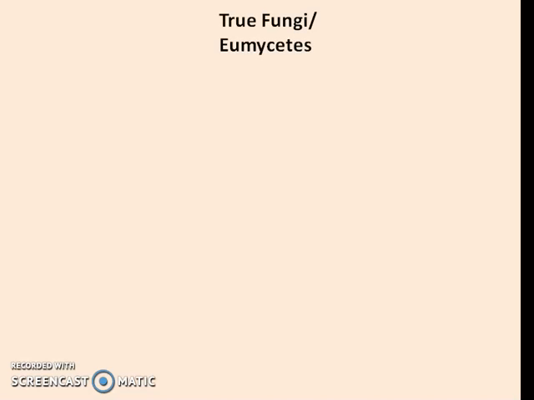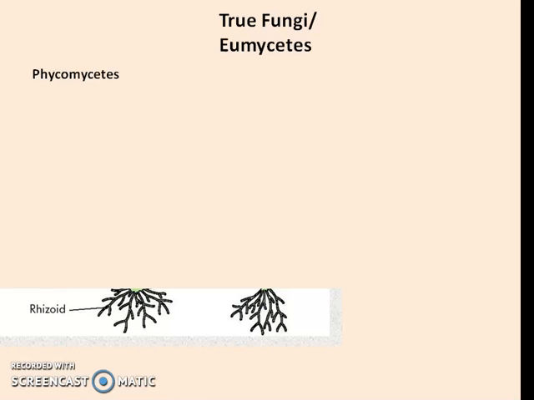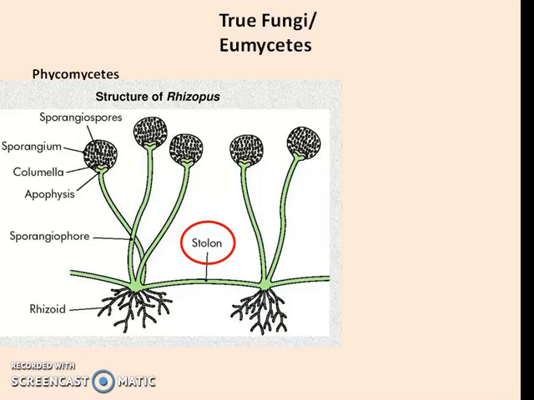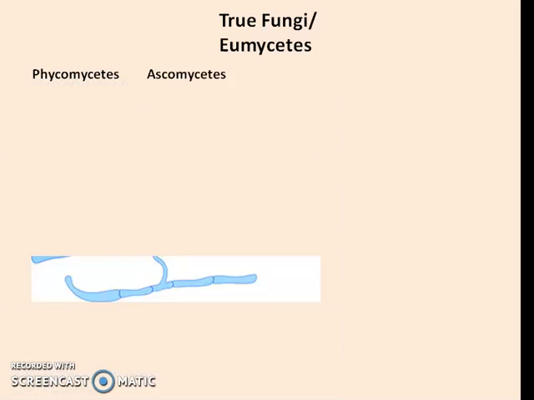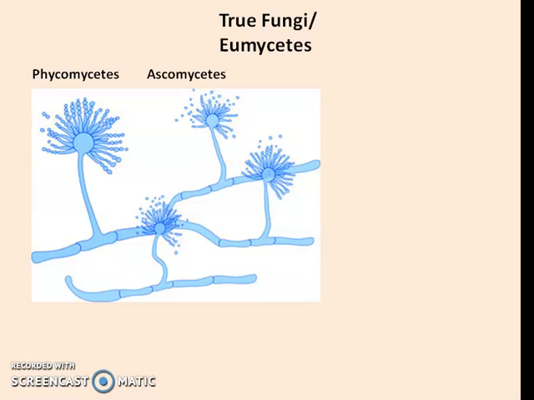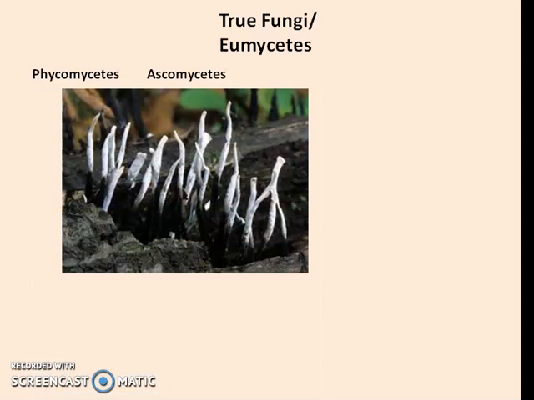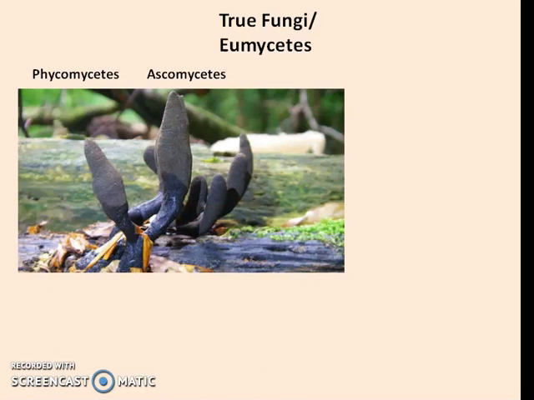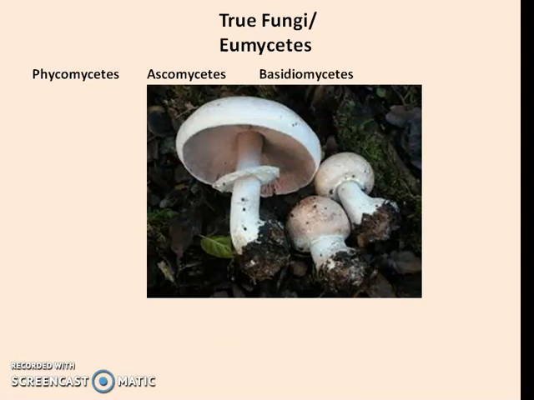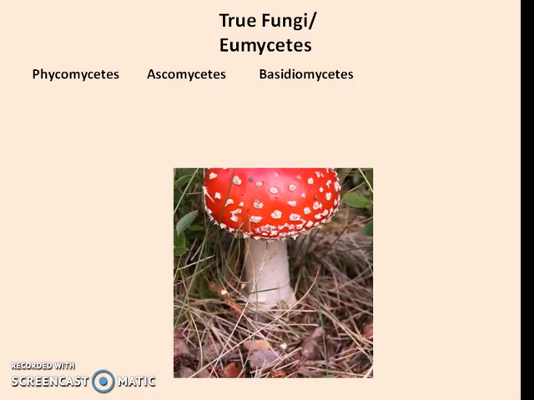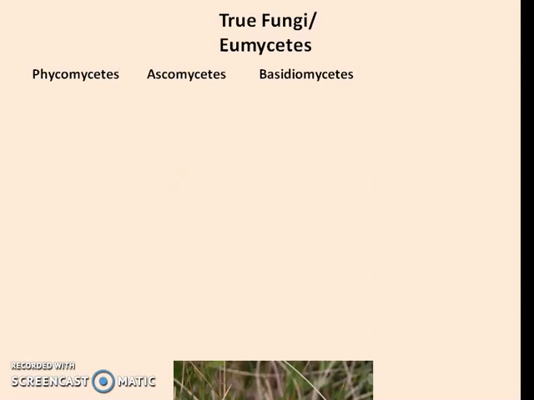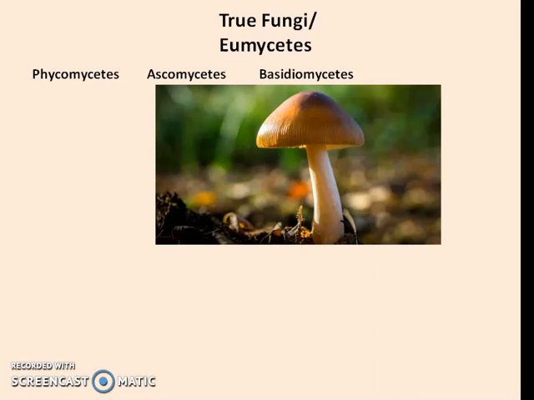Next, we have true fungi. Now, we'll see the types. This is Rhizopus with aseptate mycelium with spores and sporangiophores. You must have seen this many times. Ascomycetes, you have Aspergillus with asexual spores seen in the slide, Xylaria. Basidiomycetes, this is Agaricus, Toadstool Amanita, yet another mushroom.